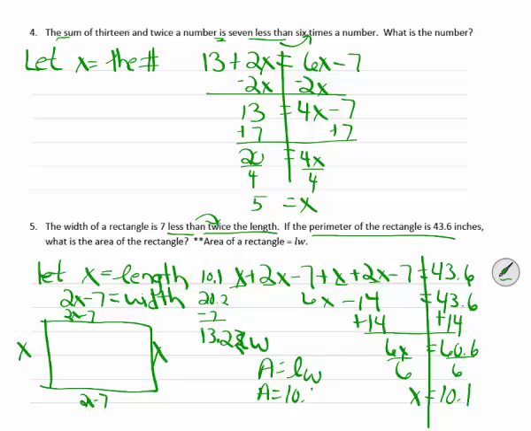10.1 times, oh my gosh, how about 13.2? I'm going to do that on my calculator. So let's see here. 10.1 times 13.2 gives me an area of 133.32.